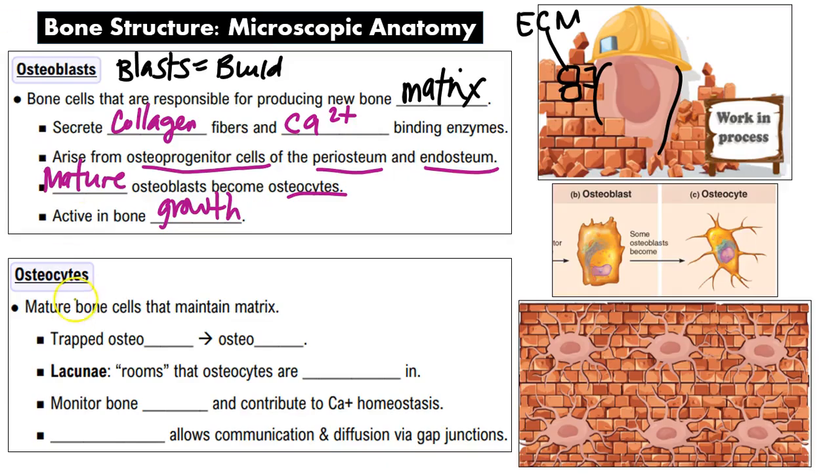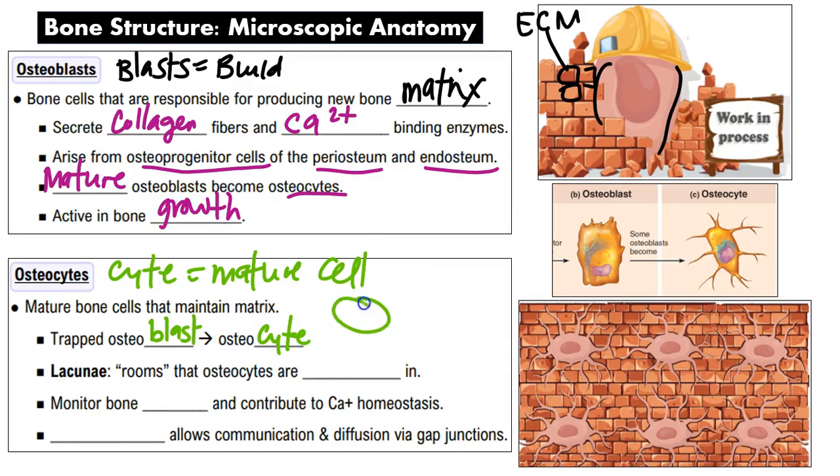All right, let's move on to osteocytes. And so we already know osteocyte is equal to a mature cell. And mature bone cells that maintain the matrix. That's the whole goal. You can also think of it as a trapped osteoblast becomes an osteocyte. So you have your osteoblast, and it's going to be secreting all the extracellular matrix. And then a lot of times it gets trapped in its own extracellular matrix. And so at that point, it becomes an osteocyte.